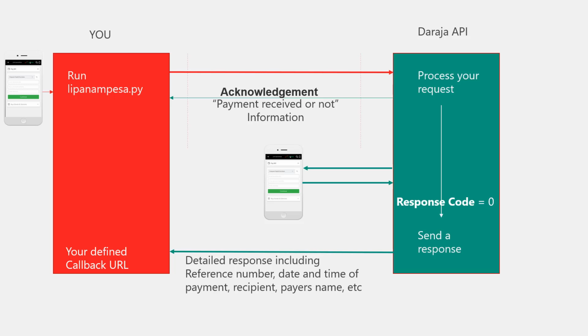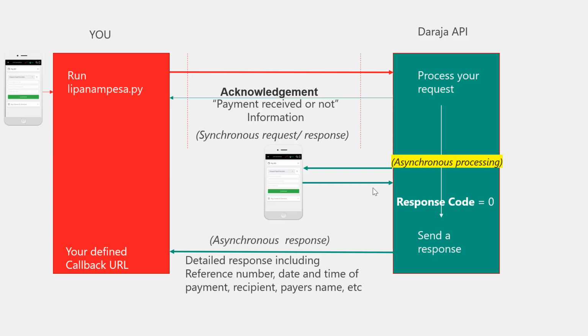Another important thing to note is that this part where we are running this file and sending the information to Daraja API is completely synchronous. That means it's a synchronous request. This process where Safaricom is now processing and sending you information, even to your callback URL, is all done asynchronously.